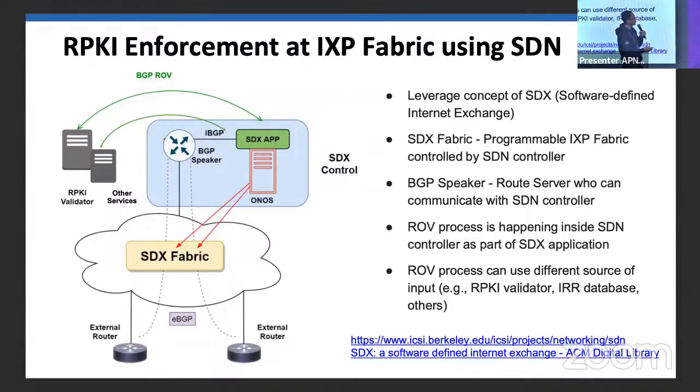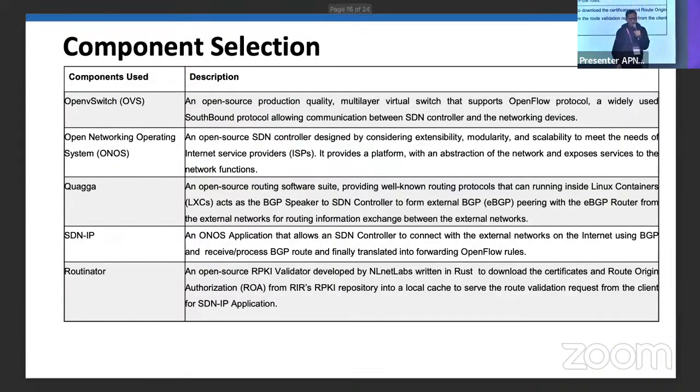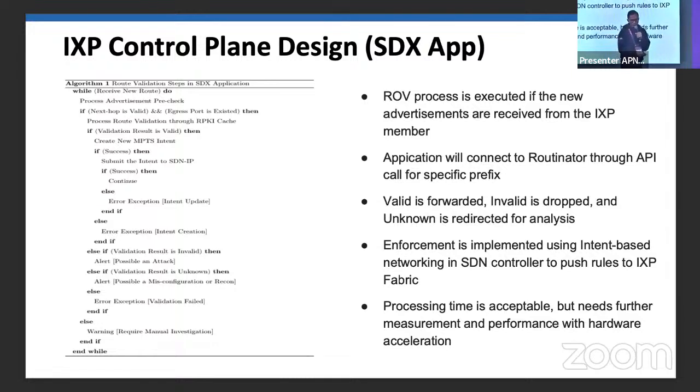We talk to the RPKI validator. Okay. Now this is just to show some of the components. For the switch we use OVS, for the SDN controller we use ONOS, and for the router we use Quagga, and then we made an application called SDN-IP, and for the validator we use Routinator. Okay, this is some logic.